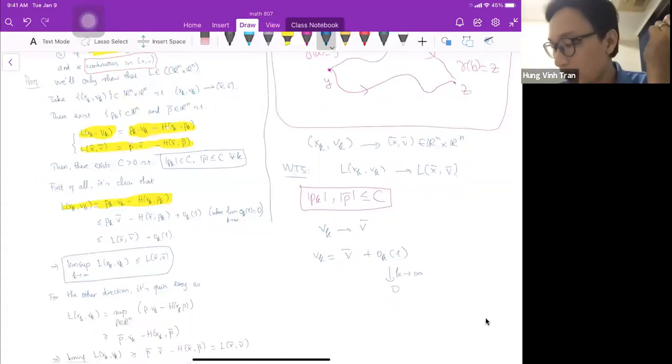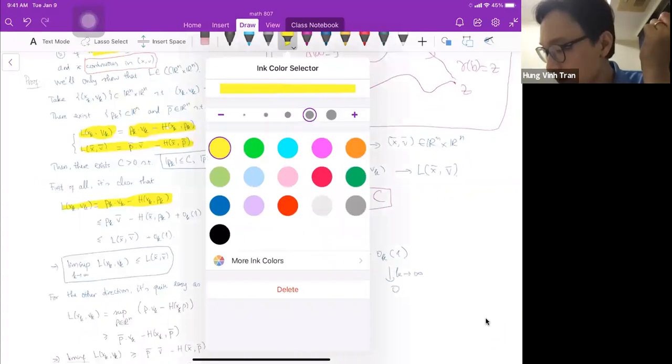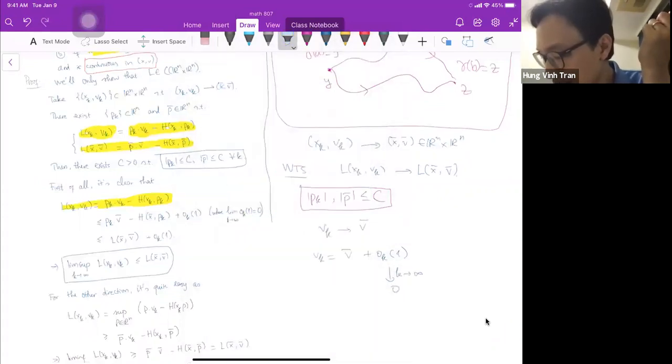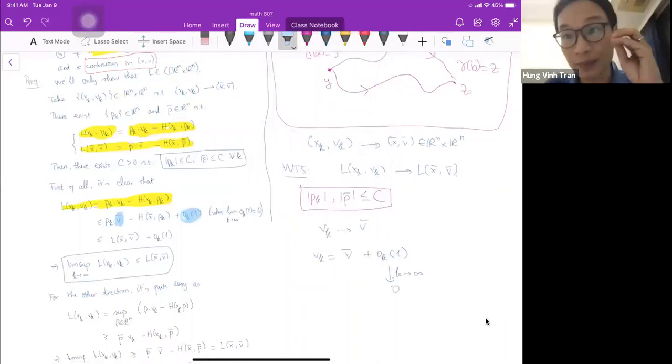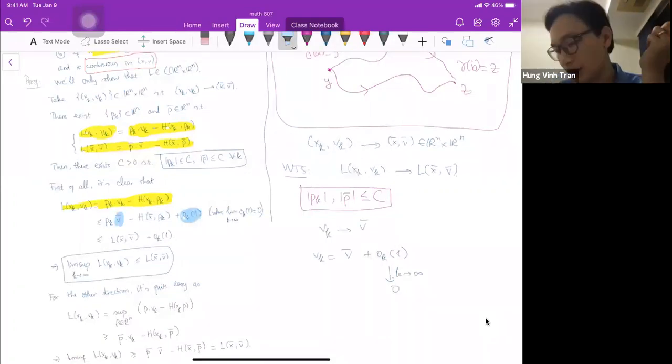I'm replacing here, I'm replacing vk by v, right? And when I replace vk by v, I have to pay a price of an error term. Again, remember that pk is bounded, so I don't have to pay too much.